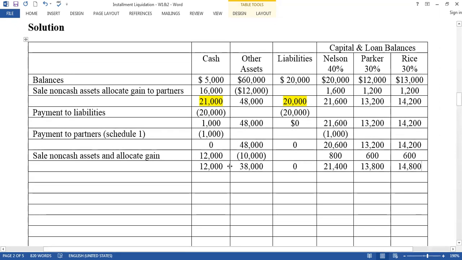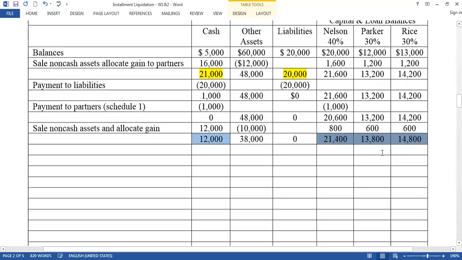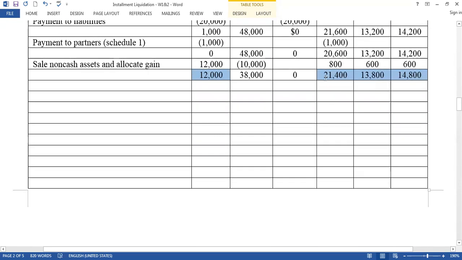Now look at here. We already paid the liability, right? So we don't need to pay the liability again. But we have remaining cash, how much? We have remaining cash $12,000, right? Now this $12,000, who is going to receive this money? These people, right? But do they have enough money? No, right? They don't have enough money. So what should we do?